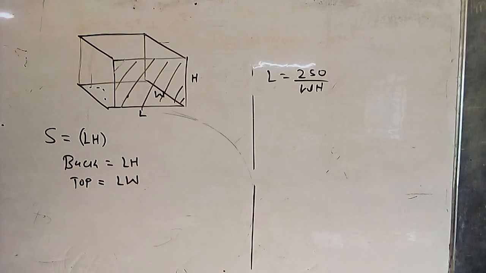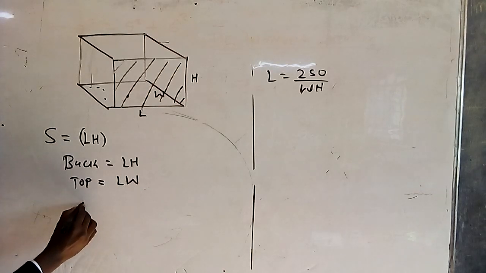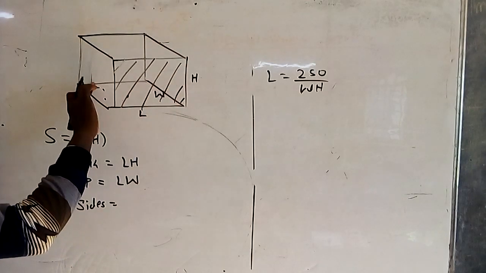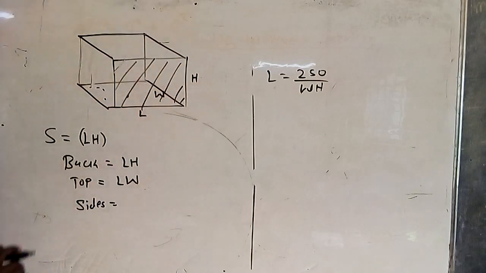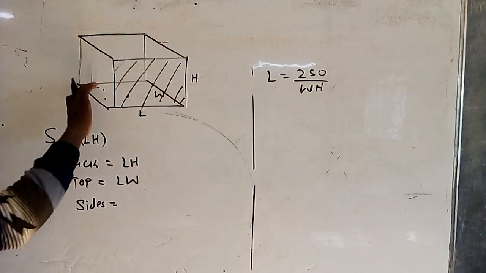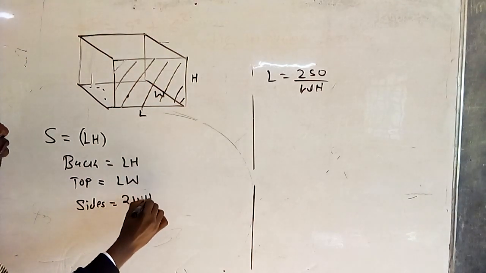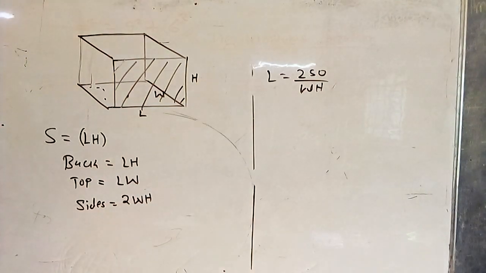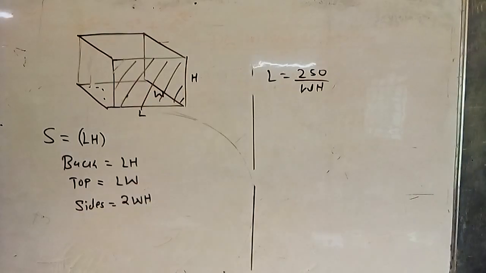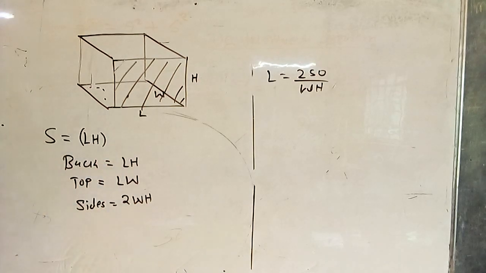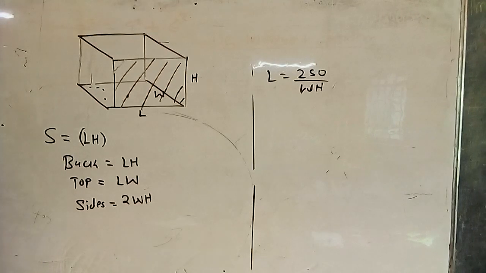What else have you been told is covered? The sides. And how many sides do we have? Only two sides. We have the back, two sides, and front. So the two sides are width times height, and there are two of them, so 2 width times height. So this morgue, it is the top, back, and sides which are covered with the canvas. The floor and the front are not covered.